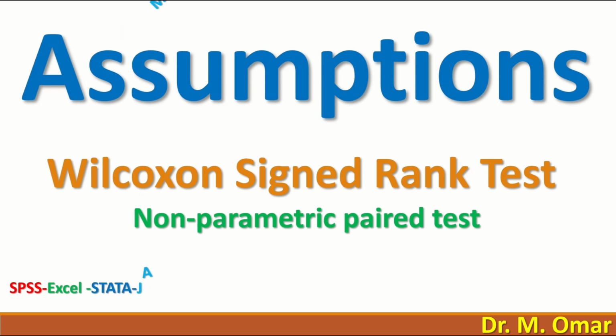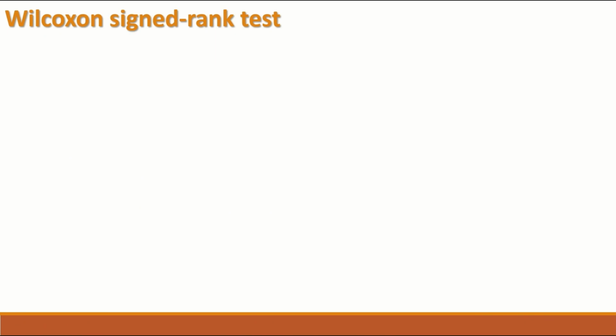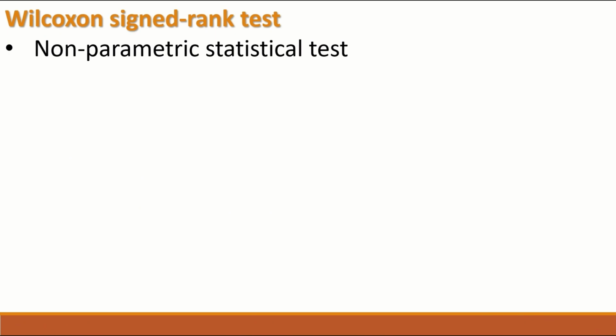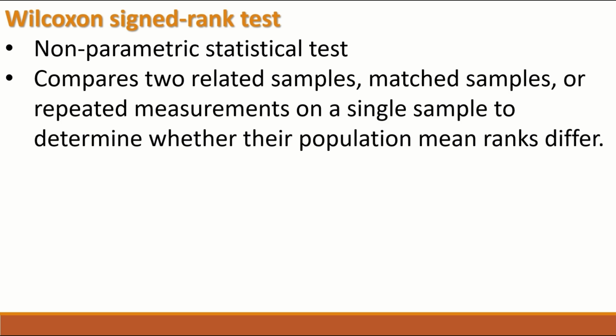Assumptions for Wilcoxon Signed Rank Test, which is a non-parametric paired test. The test is a non-parametric statistical test that is used to compare 2 related, paired, or matched samples, or repeated measurements on a single sample, to determine whether there is a population mean ranks difference.